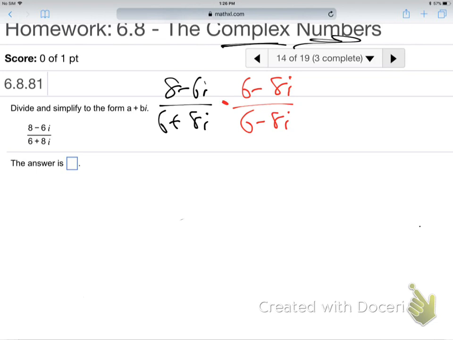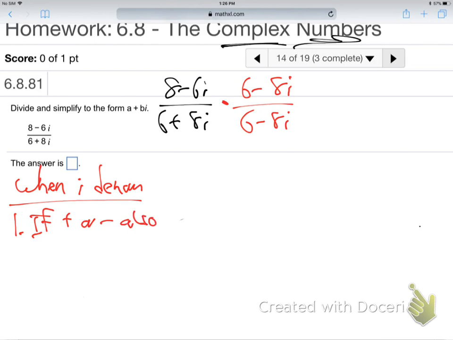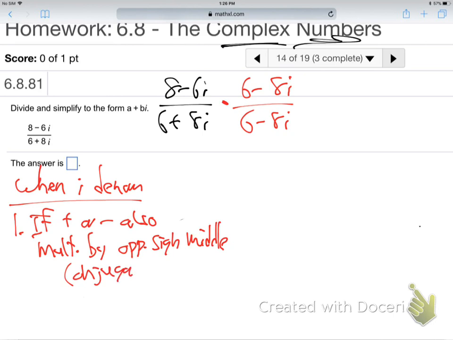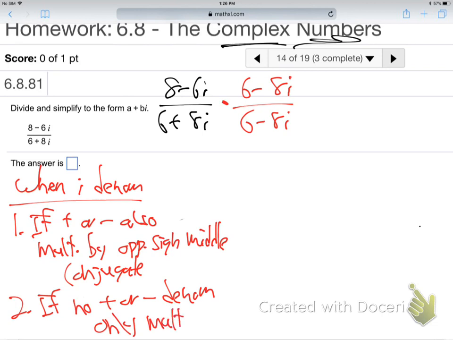So let me write a note on that. When i is in the denominator, 2 cases. If there's a plus or minus, multiply by the opposite sign in the middle, called the conjugate, just like we did before. If there's no plus or minus in the denominator, only multiply by i over i. Does that make sense, those 2 cases?